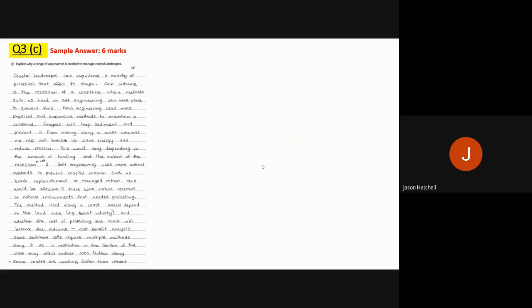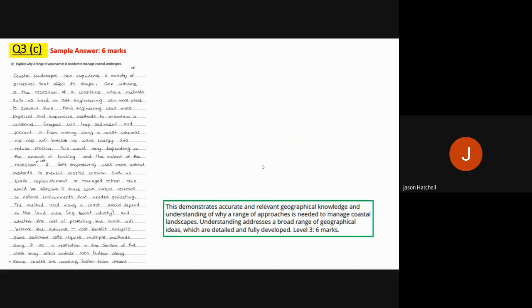Why do you need a range of different ways to manage a coast? Why can't you just manage all coasts in one way? So, let's just go through what this answer has in it. So, different shapes. It talks about different recession rates. It says that hard or soft engineering can help.